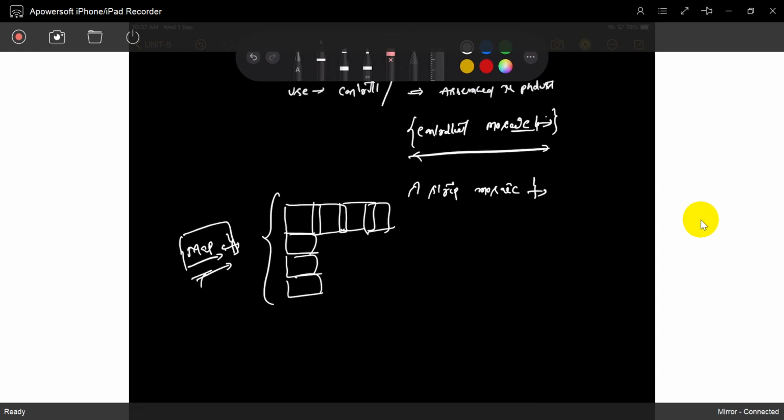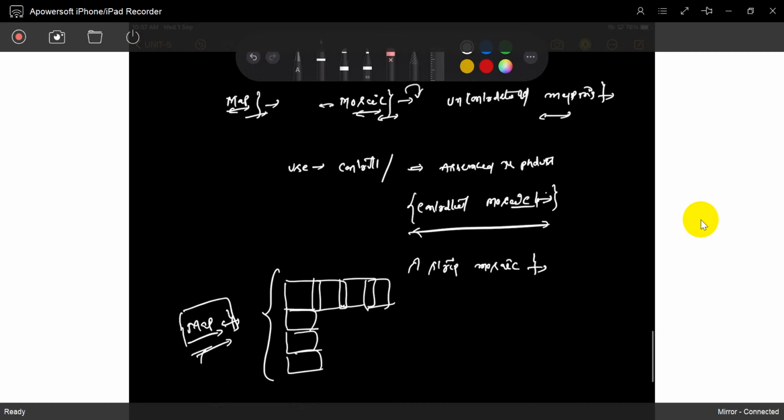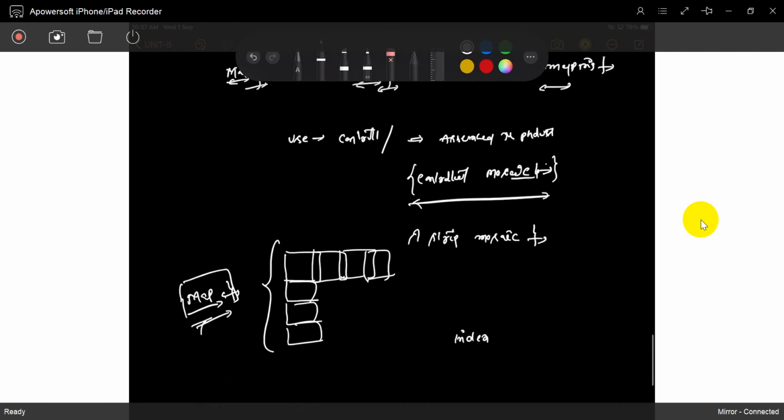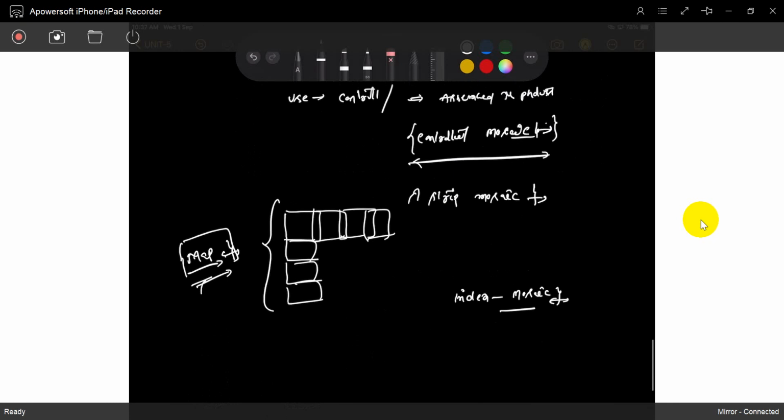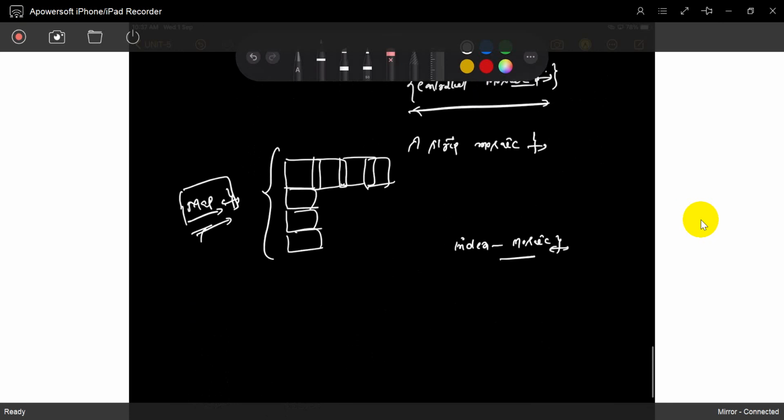So that's it, no need for anything else. Index mosaic is also there, with the same meaning. The index mosaic is prepared by assembling a number of photographs by matching the images.